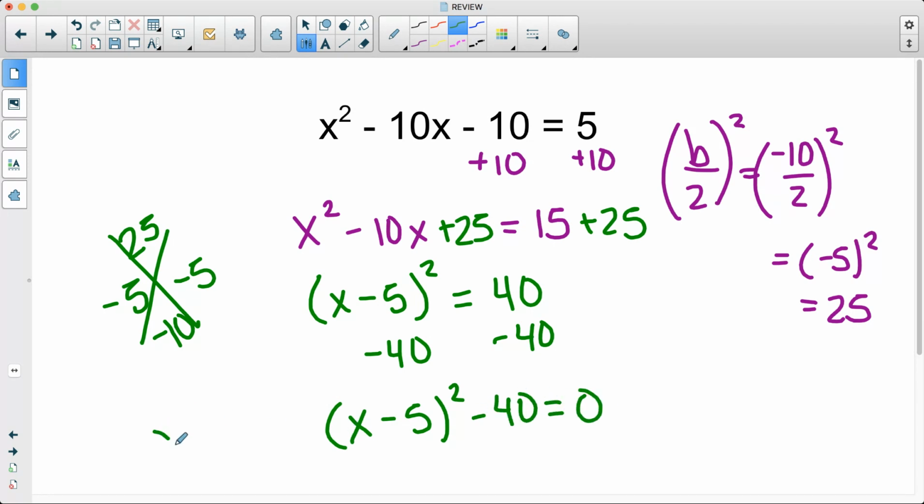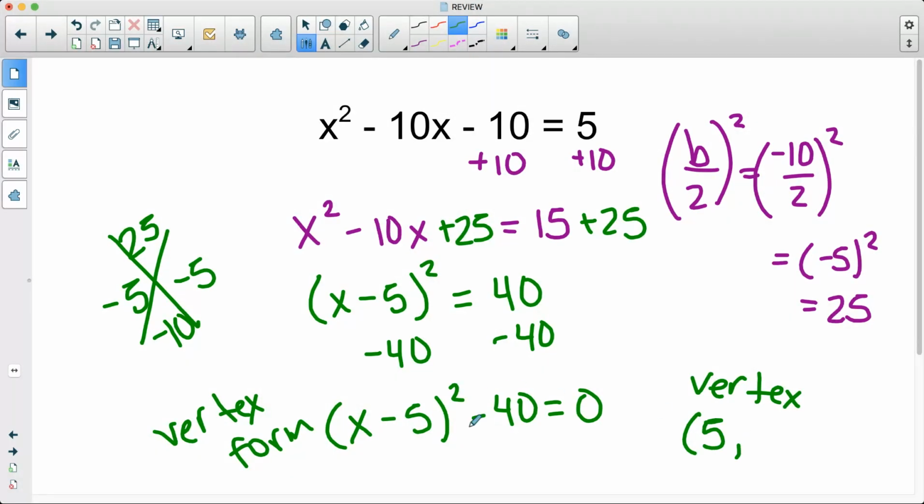This is vertex form. And my vertex is, the x-coordinate comes from the number inside, but the opposite sign, so positive 5. My y-coordinate is the number outside with the same sign, negative 40.